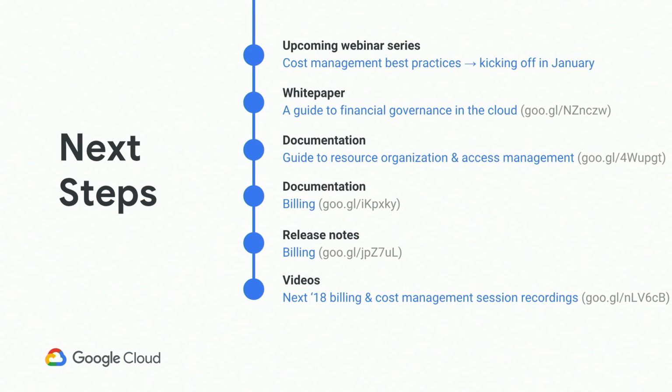And here's some next steps. There's an upcoming webinar series that I'll be hosting kicking off in January. There's a white paper that's a really important guidance and framework for financial governance in the cloud. There's our documentation page, and in particular, a very exciting new guide that we launched yesterday on resource organization and access management. And then there's the documentation itself, the release notes, and there are videos that myself and team members on the billing team have given at Next in San Francisco and Next in London that you can view that go into more detail about cost organization, using Data Studio and BigQuery, and on reporting and forecasting. And you should check that out at the Google link there.